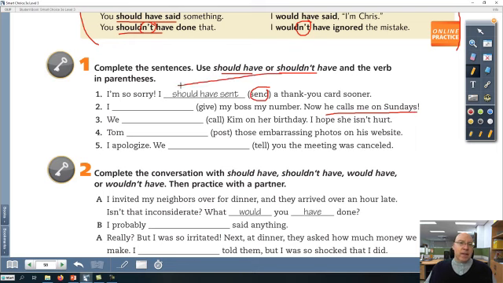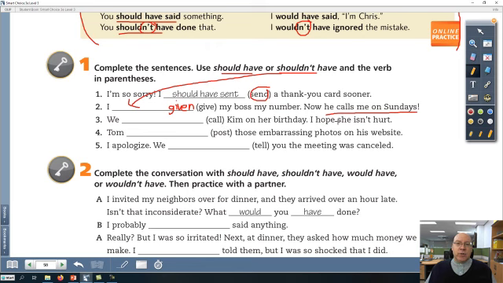So they probably say I shouldn't have, and we're going to use the PP. I shouldn't have given my boss my number. Now he calls me on Sundays. So I shouldn't have given my boss. I did, and now he calls me. I shouldn't have done that. We blah blah blah Kim on her birthday. I hope she isn't hurt.